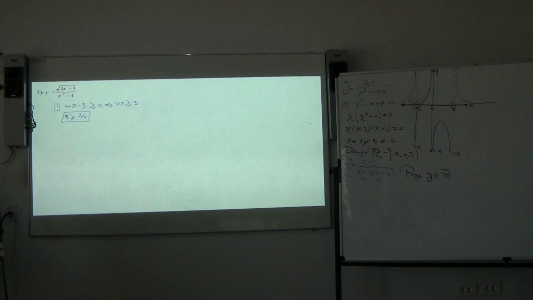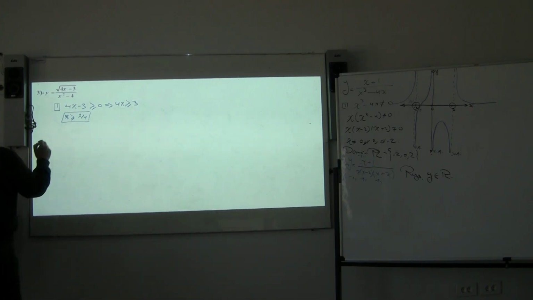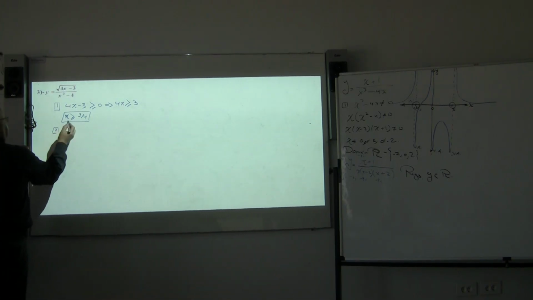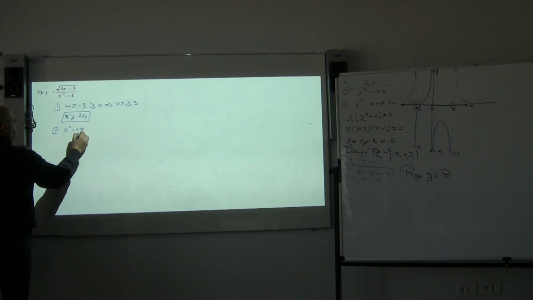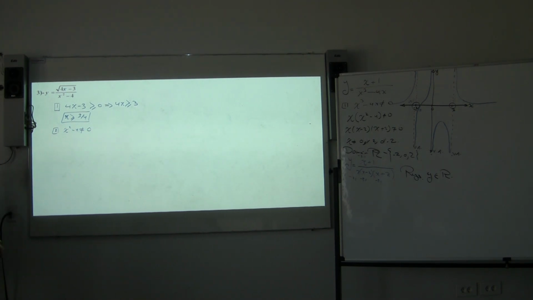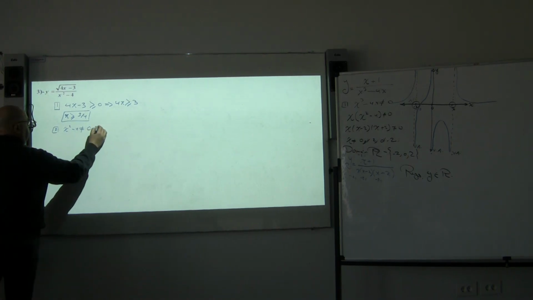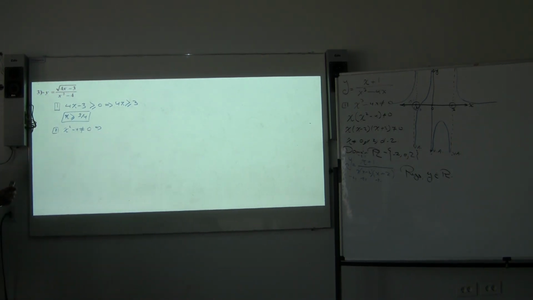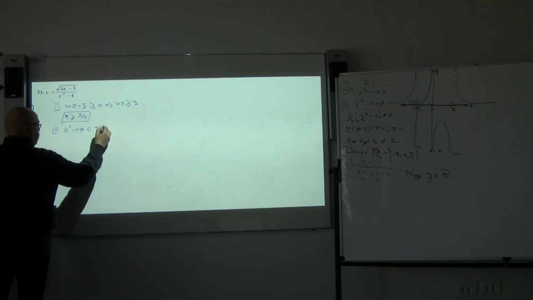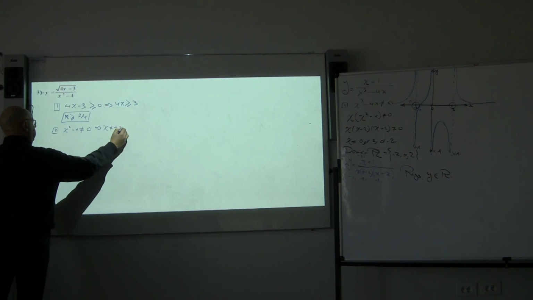I have another condition which is related to the denominator. The denominator states that x squared minus 4 shouldn't equal 0, which leads to, either by factorizing or by getting the value of x, that x shouldn't equal positive or negative 2.